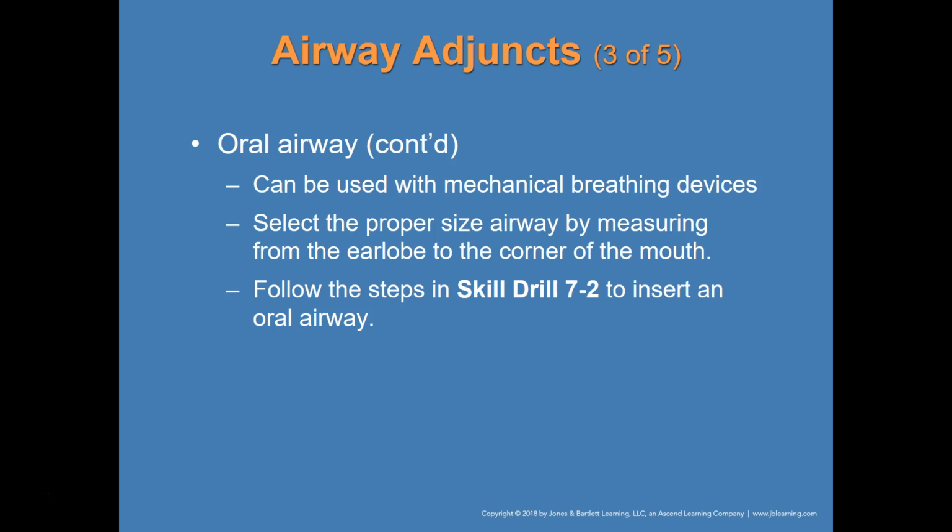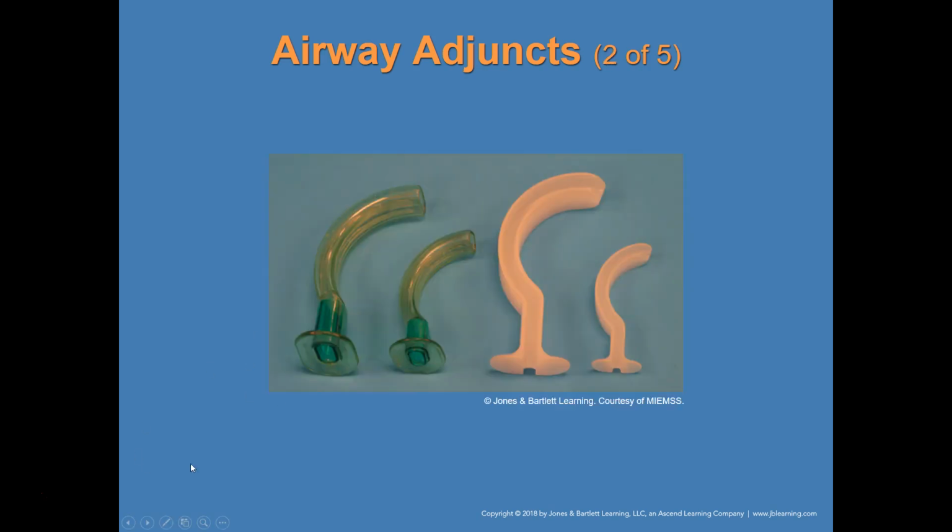After we've manually opened the patient's airway, we hold this upside down. So if you're looking at it, naturally you would think that this side here goes against the tongue, and you're right, but when we insert it, this end here goes towards the top of the mouth, or the top of the roof of the mouth. Slide it in until we meet resistance, and then we're going to rotate it 180 degrees.